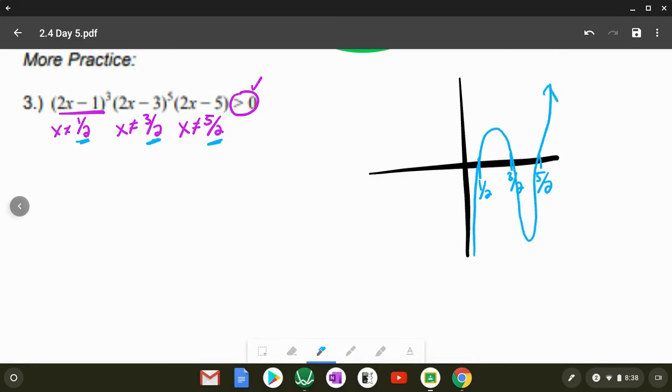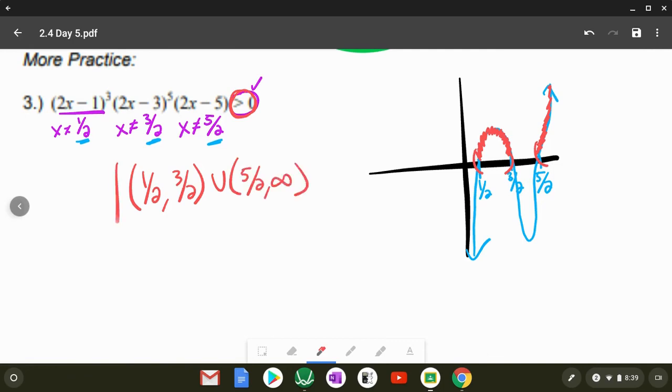And again, the exact shape of the graph for what we're doing here doesn't necessarily matter. All we care about is where the outputs are greater than 0. Well, if we look at the graph, that's all the parts above the x-axis. So that is that section and that section. And just from knowing that, we can find our interval notation. So 1/2 to 3/2 and 5/2 to infinity. And those are our solution set.